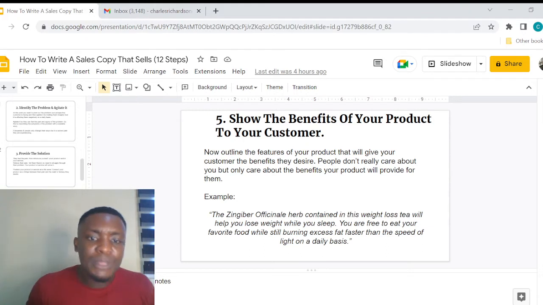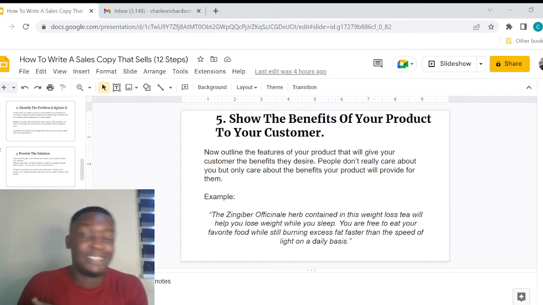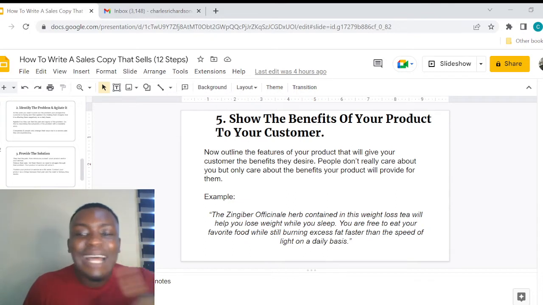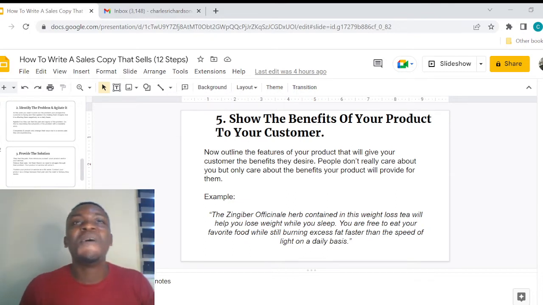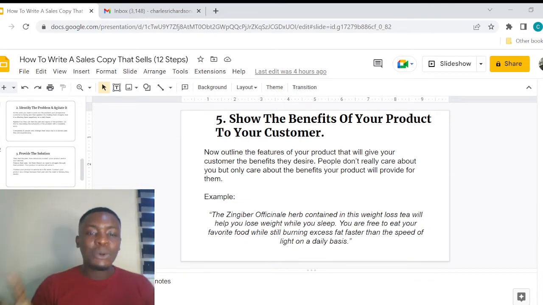For example, let's say we are in the weight loss niche and we are advertising a weight loss product, and our weight loss product is made from a herb called zingiber officinale. Now you can say this zingiber officinale herb contained in this weight loss tea will help you lose weight while you sleep. You are free to eat your favorite meal while burning excess fat faster than the speed of light on a daily basis. Now, you can see what I did here.